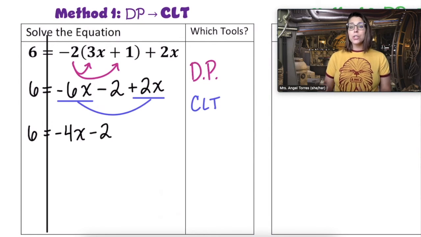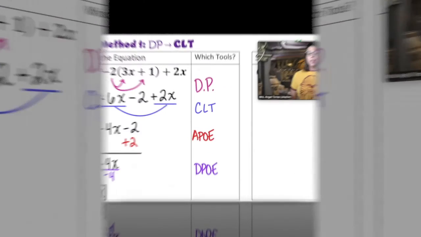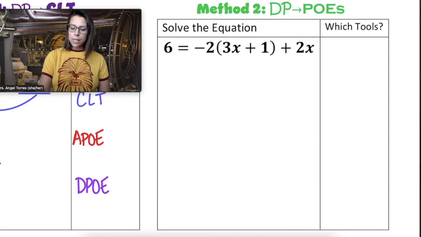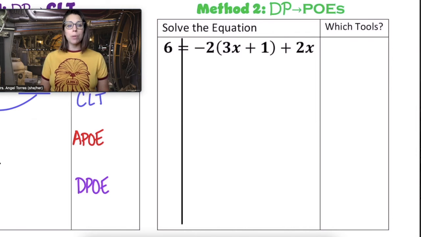Now that we're down to one variable term and one constant, this is a basic two-step equation and can be solved with APO and DPO. So go ahead and finish solving this equation now. So I ended up with -2 equals x. Instead of checking, we're going to solve this same equation a different method, meaning a different series of steps. As always, I'll start with my line down the middle of the equal sign, and I'm going to start with applying distributive property to eliminate my group.